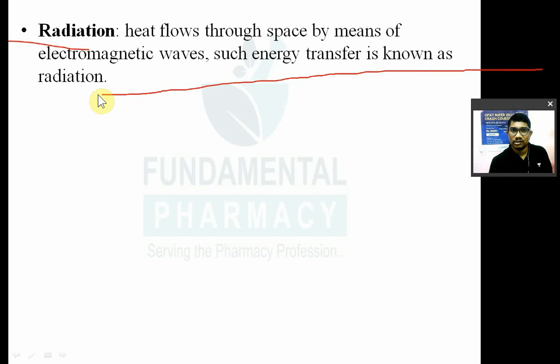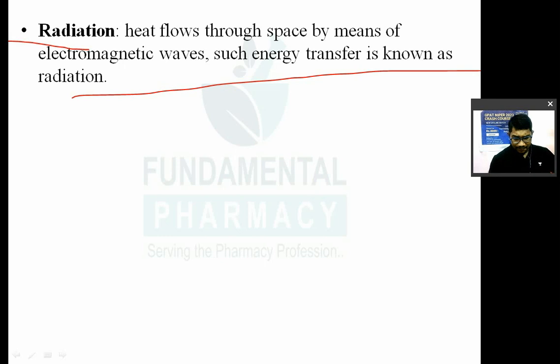So whatever sunlight you are getting, if you stand in sunlight you get hot. Why? Because those electromagnetic waves have some energy, and when they fall on your body they convert that energy into heat energy. So heat flows through space by means of electromagnetic waves. Such energy transfer is known as energy transfer by radiation.